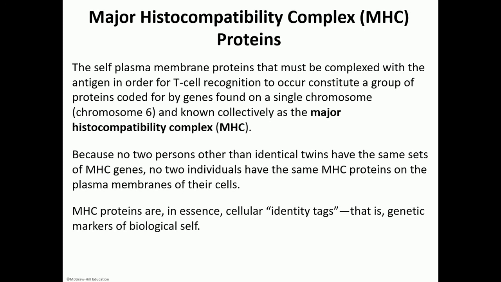None of us have the same MHC unless you have an identical twin, who would have identical MHC proteins as well. Even non-identical twins do not have the same MHC. So the only two individuals that would have that exact same complex would be identical twins. MHC proteins are really considered your identity tags, which is basically your genetic marker of biological self. This is how your immune system knows that this is your cell and not a foreign cell.